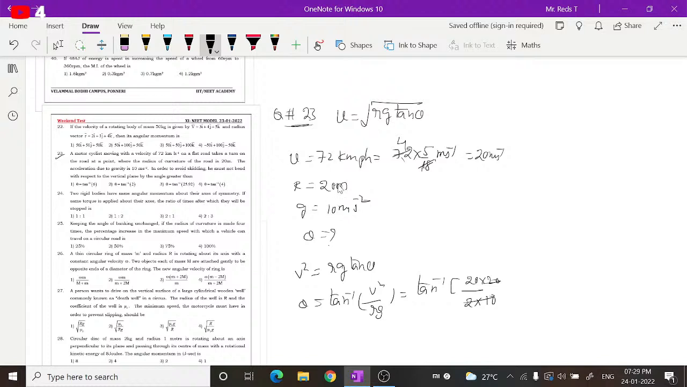R is 20 meters, that's 20. So 20 gets cancelled here. In this, the 0 and 1 0 get cancelled, we get 2 remains. So we can say theta will be equal to tan inverse of 2. If you check the options, tan inverse of 2 will be correct. Second option is theta equal to tan inverse of 2.